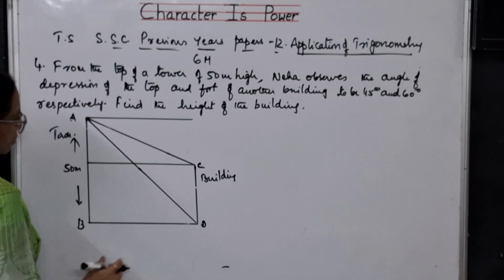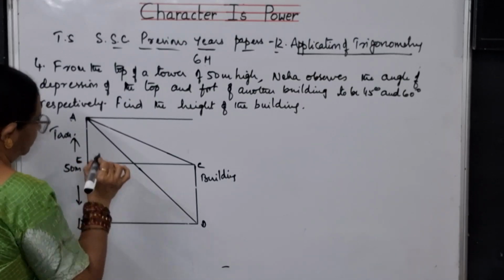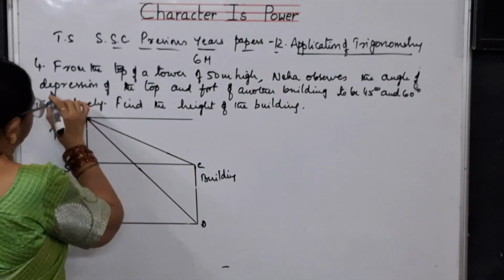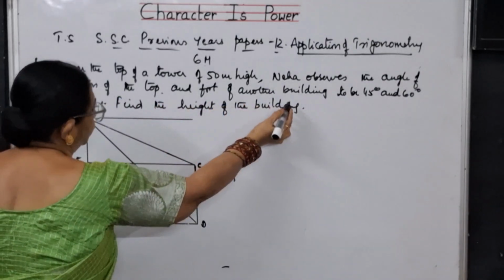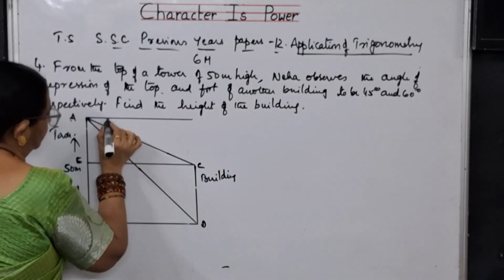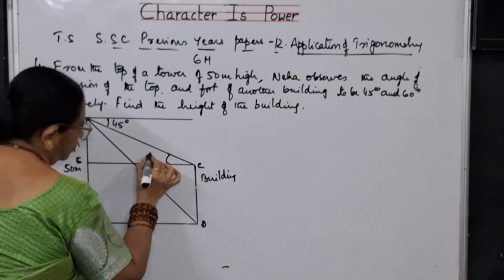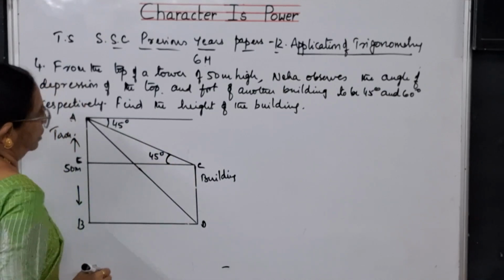A, B, C, D, let me call this as E. So what did they say? The angle of depression of the top and foot is 45. Top is 45, so this is 45 degrees. That means here it is 45 degrees.